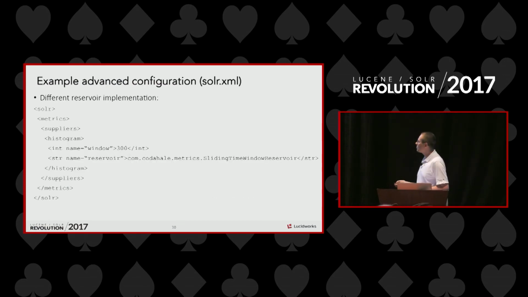How does it look? Well, in this case, I just wanted to use a sliding time window reservoir, which is one of the implementations that comes with Dropwizard metrics. And I wanted to keep the window that is 300 seconds long, which more or less corresponds to the 5 minute exponential decaying reservoir. That is the default.